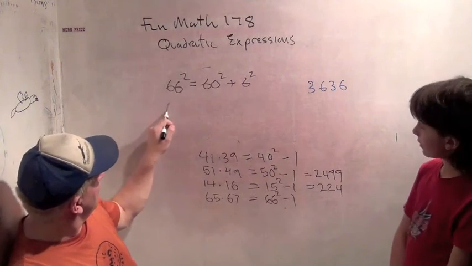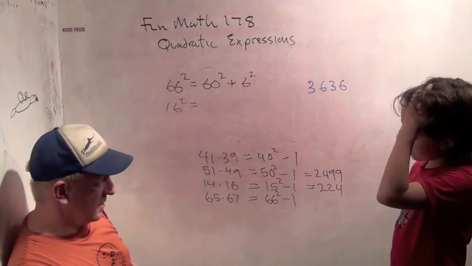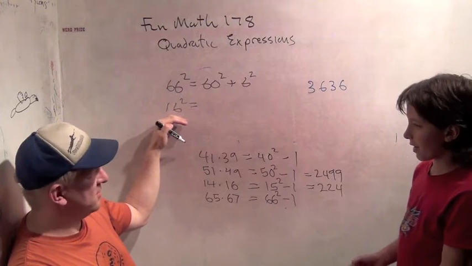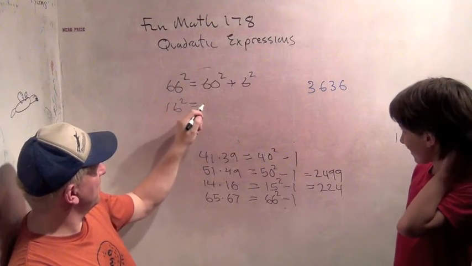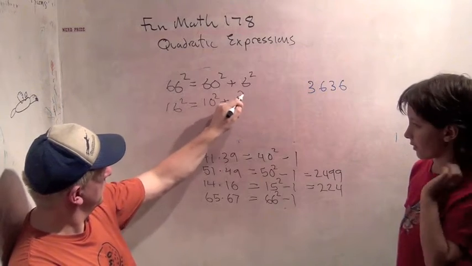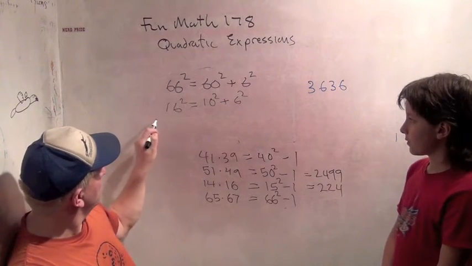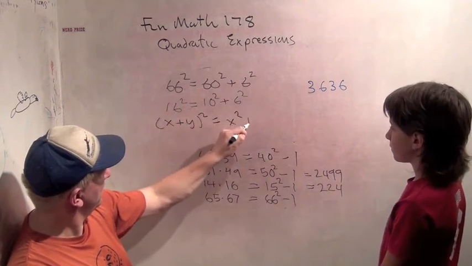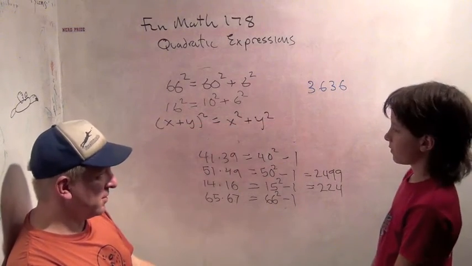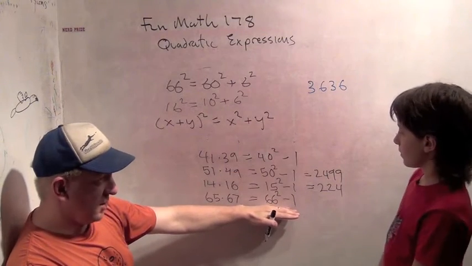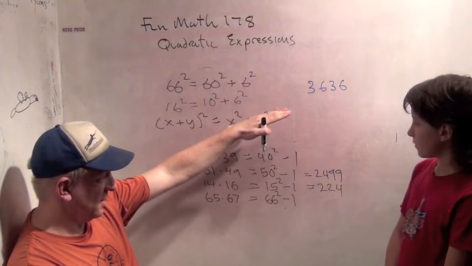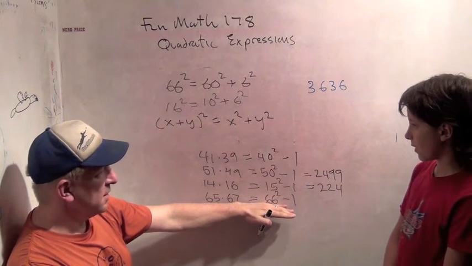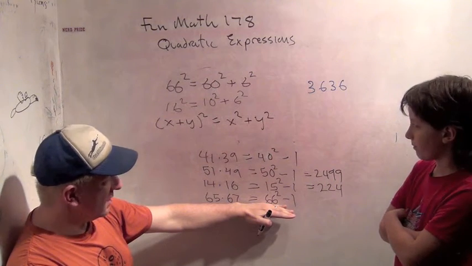No. Do you know what 16 squared is? Not off the top of my head. 256. Is that equal to 10 squared plus 6 squared? No. What's wrong with this? Is x plus y squared equal to x squared plus y squared? No. Is that how squaring works? No. Okay. So 66 squared is not 3,636. Definitely not. So we would have to multiply this out. But that's okay. It is a pretty big number.